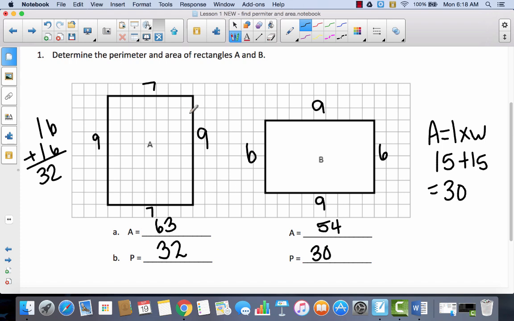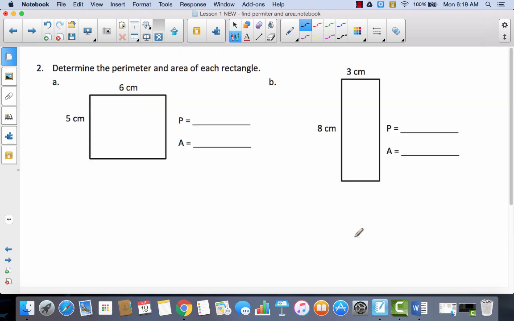Now, we don't know if these are centimeters or inches, so we could just call these units. The area is 63, and this actually is square units, and then perimeter would just be units. So area, this is square units, and perimeter is 30 units. Now, if these said centimeters, then we would put square centimeters and centimeters, but we don't know what they are, so we're just going to call them units.